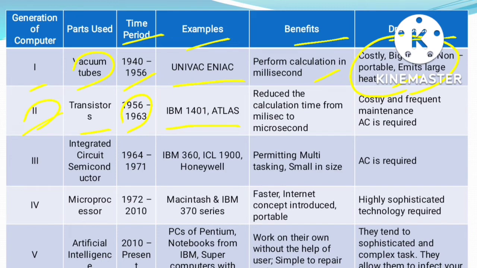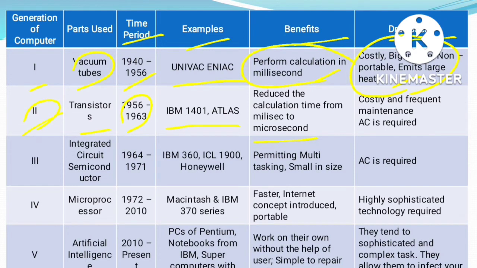What are the benefits of second generation computer? It reduced the calculation time from millisecond to microsecond. First generation computers were doing the calculation in milliseconds. Then the calculation time is reduced. It becomes millisecond to microsecond.